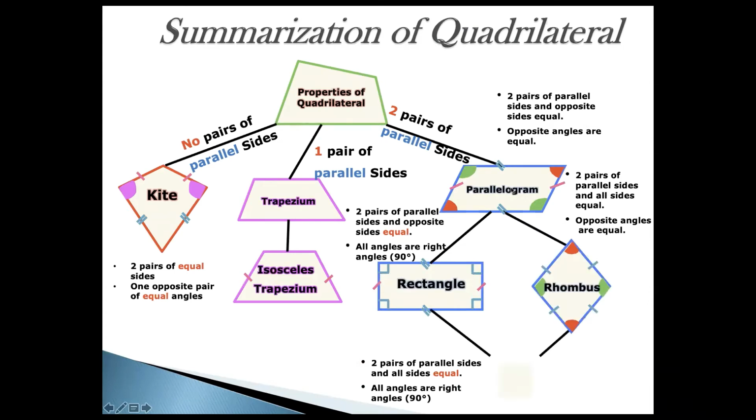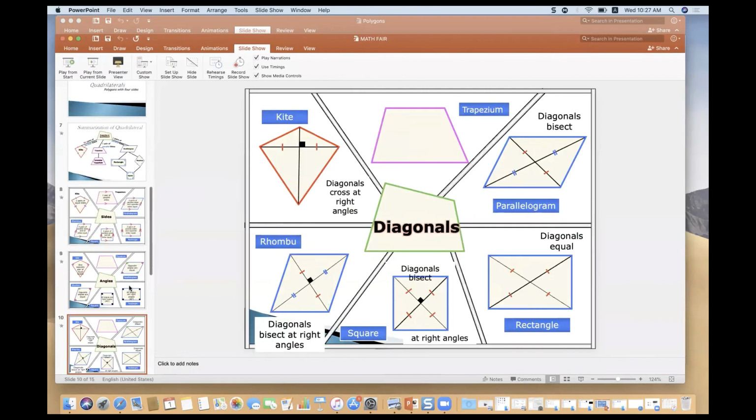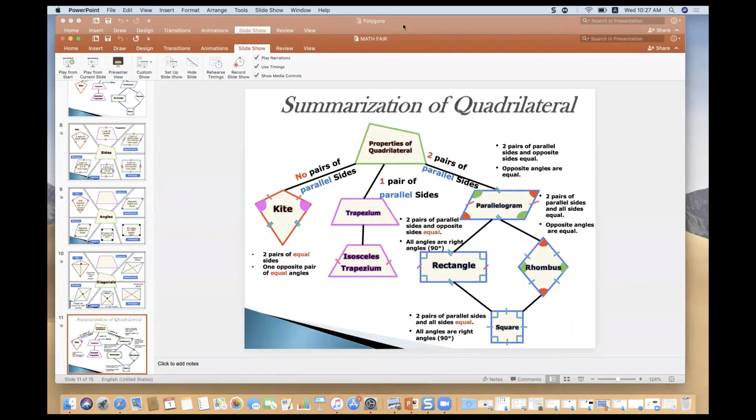This is our summary: the properties of quadrilaterals. One pair of parallel sides gives us the trapezium. If we have two parallel sides and two equal sides, I will get an isosceles trapezium. If we have inside the trapezium one or two right angles, we will call it a right trapezium.